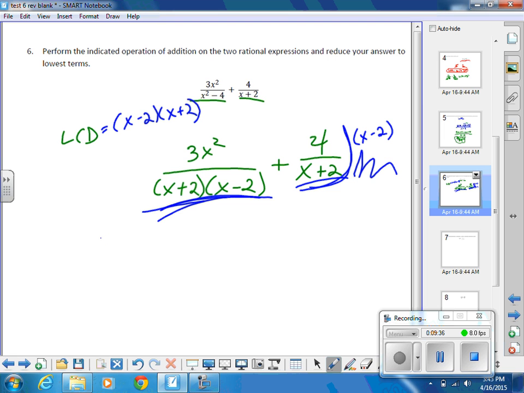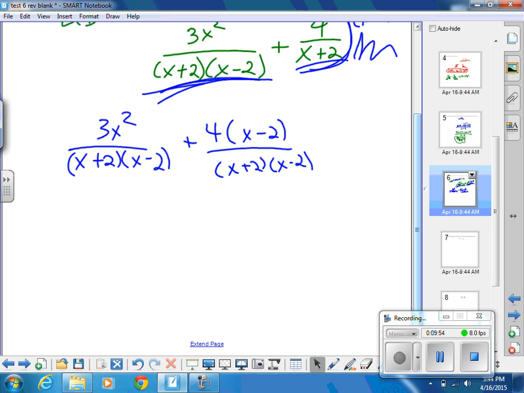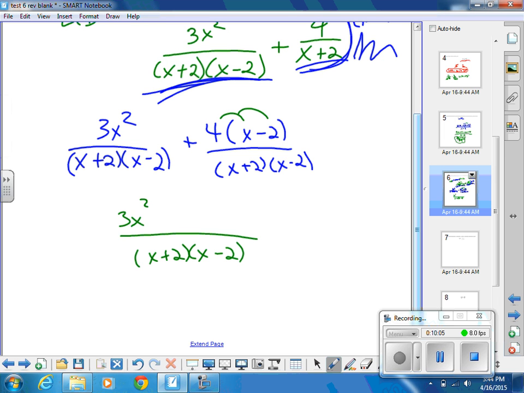So I end up with 3x squared all over x plus 2, x minus 2, plus 4 times x minus 2. I'm not doing it just yet. All over x plus 2, x minus 2. Okay, don't think you could cancel those or something. We're doing this so that we can add and subtract them. Now, I can go ahead and combine them under 1, x plus 2, x minus 2, and I distribute this in. So I end up with 3x squared plus 4x minus 8.